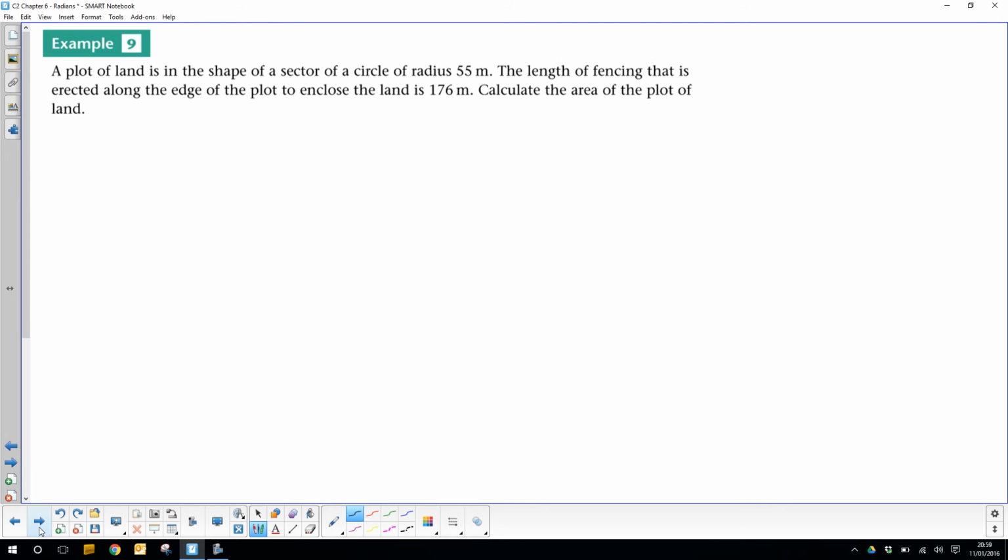Then moving on, we've got example 9, and what have we got here? A plot of land in the shape of a sector of a circle of radius 55 metres. The length of fencing that is erected along the edge of the plot to enclose the land is 176 metres. Calculate the area of the plot of land.